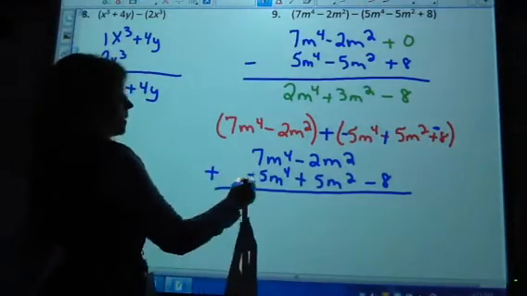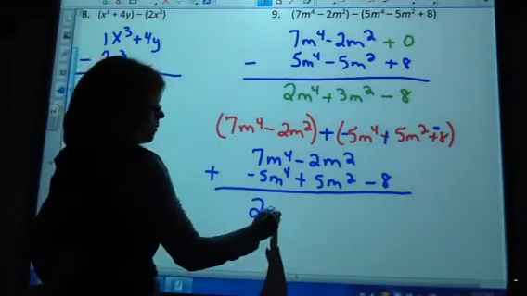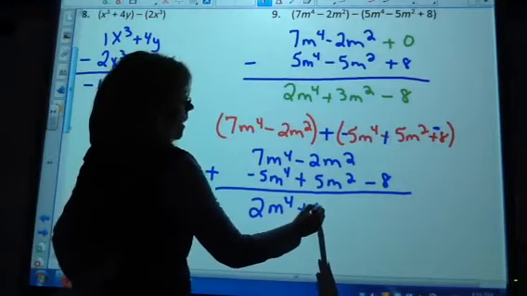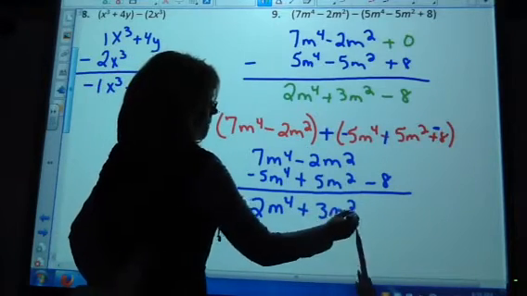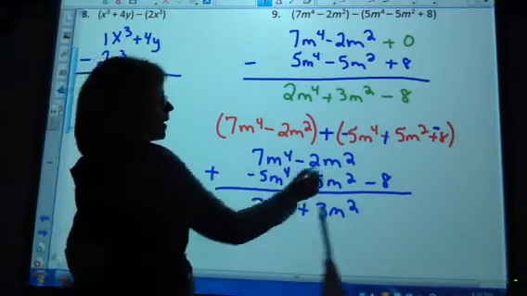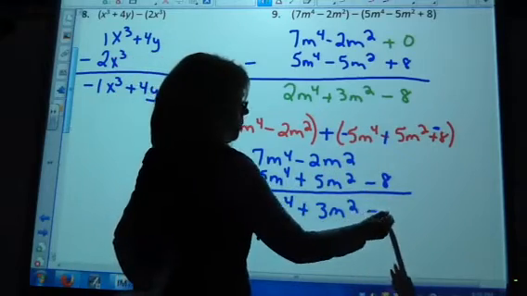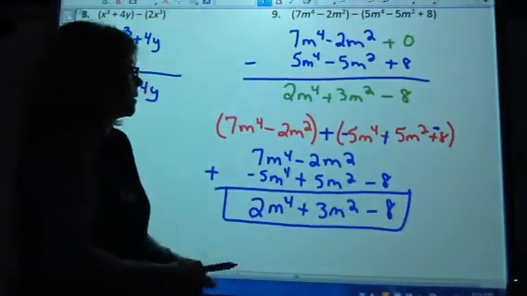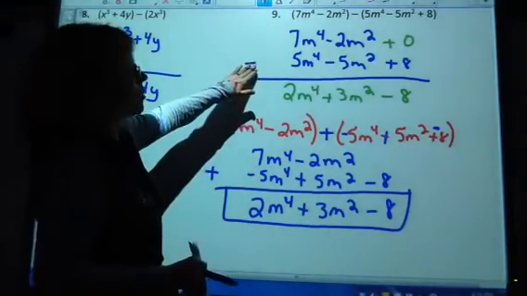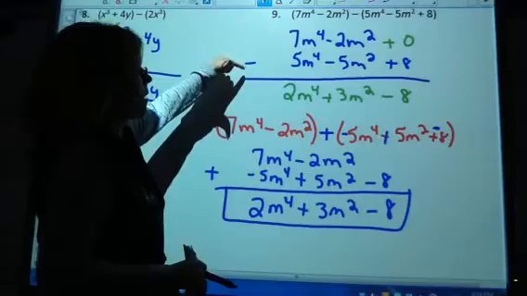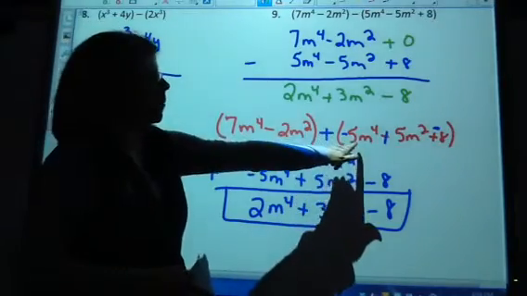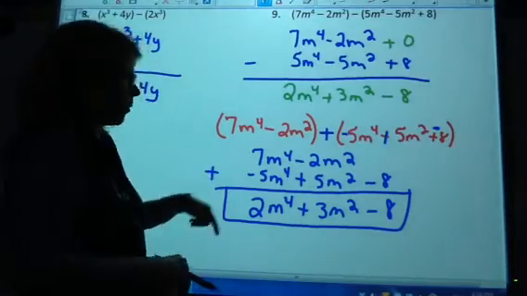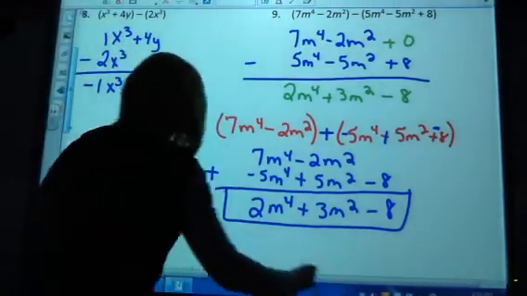So 7 plus a negative 5 is 2m to the 4th. Negative 2 plus 5 is a positive 3m squared. And then because I'm adding, I don't have to add that constant there, so bring down my negative 8. Now, to be honest, class, students will make errors more on this setup, so it's better to go ahead and add its opposite and change all those so you're adding instead of subtracting. So that's what we're going to do from here on out.